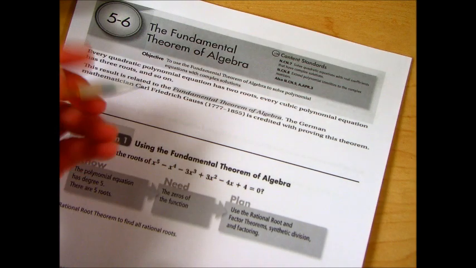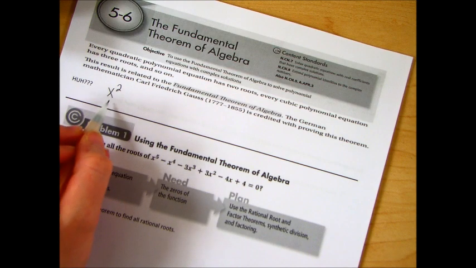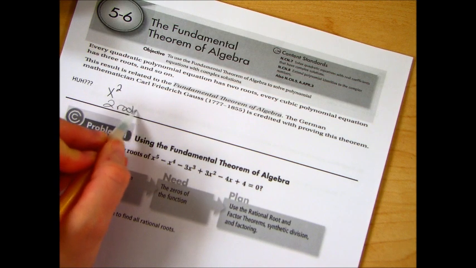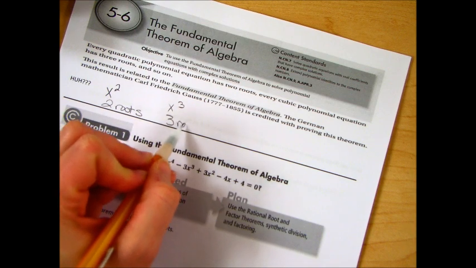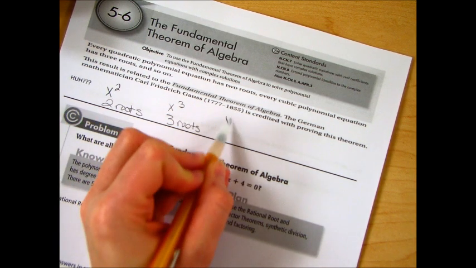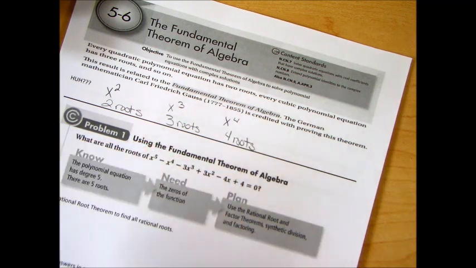So what that means is if you have x squared, guys, you're going to have two roots. Okay? If you have x to the third, you're going to have three roots. And if you have x to the fourth, I think you're getting it, you're going to have four roots. And this will go on all the way to x to the millionth, and you'll have a million roots.